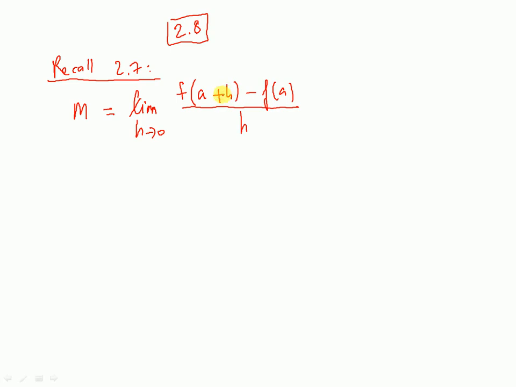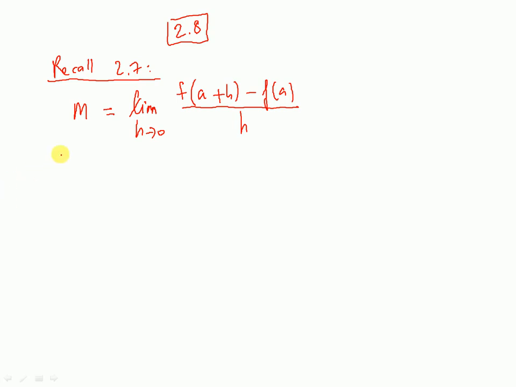That means the two points a and a + h are very close to each other, because h is getting smaller and closer to 0. When h is approaching 0, f(a + h) will be approximately equal to f(a), which is very close to f(a). So we are trying to find the limit when the two points are getting close to each other.